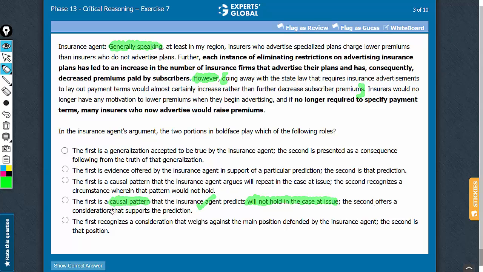Look at the second part. The second offers a consideration. Yes, it is fine to call this a consideration that supports the prediction. What prediction? The prediction that the general pattern will not hold in the case at issue. Everything right with answer choice D? D is the correct answer choice.